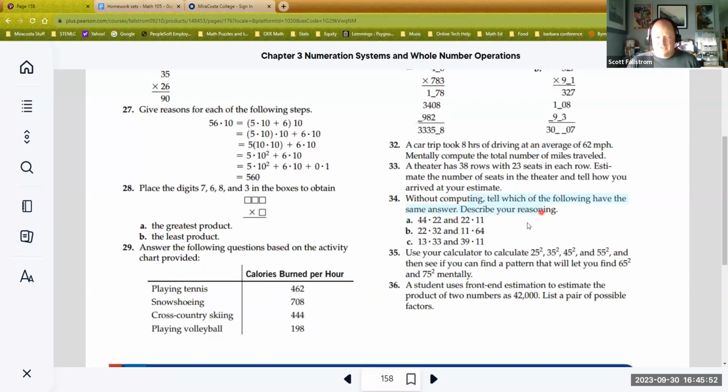Let's see here. Computing which of the following have the same answer. Ooh, see, now these are really good problems because it's the goal of saying, can I rewrite the problem and get the same answer?